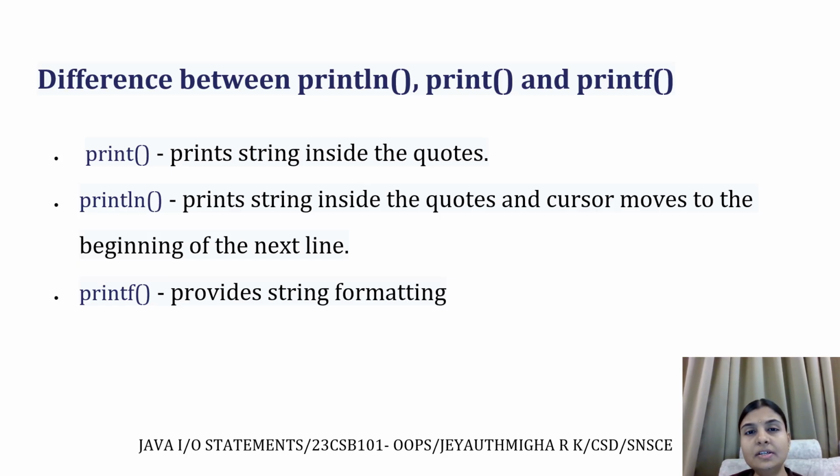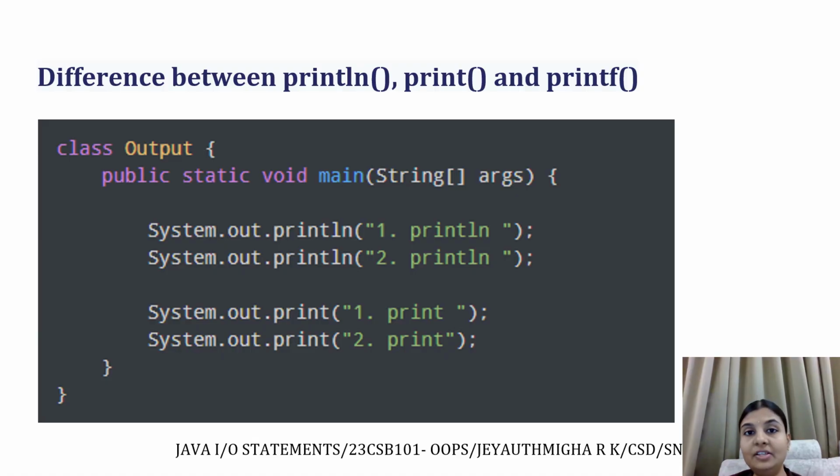So we have another function, printf, which is similar to the C language printf statement, meaning we need to enclose the string data within double quotes, and we need to have a comma, and then we have to pass the arguments. And we need to specify the format specifiers like %d if we need to pass integer arguments. And we have the differences between these three with a simple program.